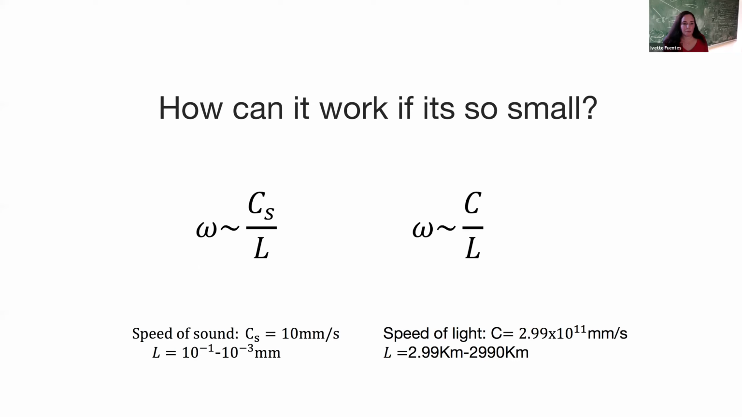So here is also comparing the speed of sound divided by the length. And you can see typically in rubidium, the speed of sound in a BEC is 10 millimeters per second. So if you want to resonate between 10 to the 5 and 10 to the 3 hertz, you would need a system of 10 to the minus 1 and 10 to the minus 3 millimeters. If you do this with the speed of light, then you find 3 to 3,000 kilometers, how big your box should be.